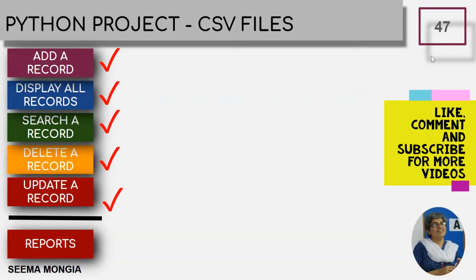Welcome friends to this last video, that is the sixth video for the Python project development using CSV files. Till now in parts 1, 2, 3, 4, and 5 I have explained how you can do all these methods for adding a record, displaying, searching, deleting and updating a record in Python programming using CSV file handling as a backend. Today in this video we are going to talk about report generation and visualization.